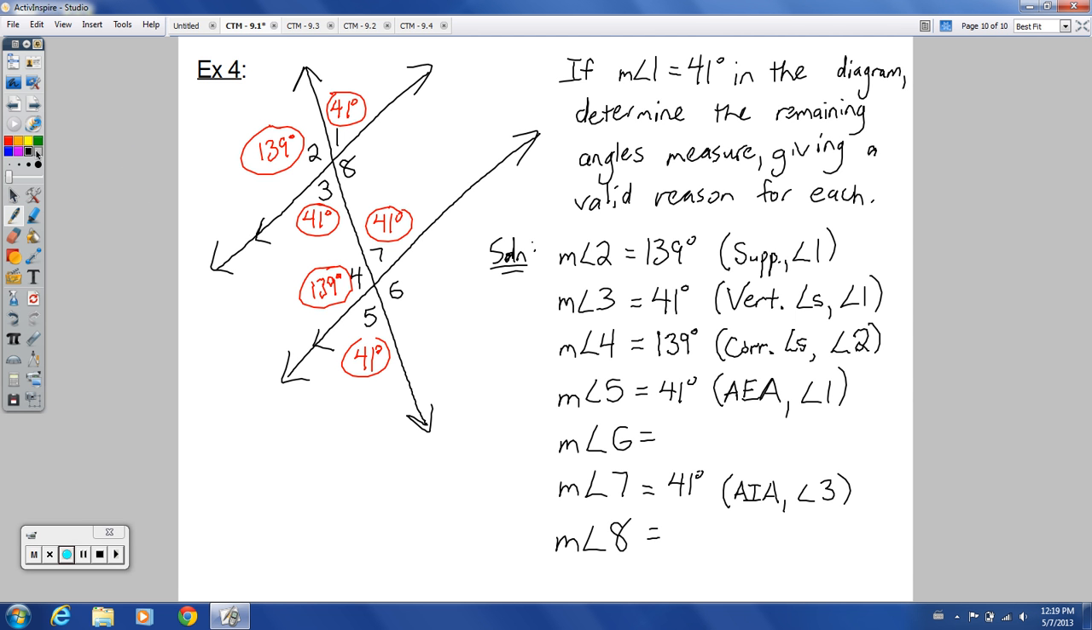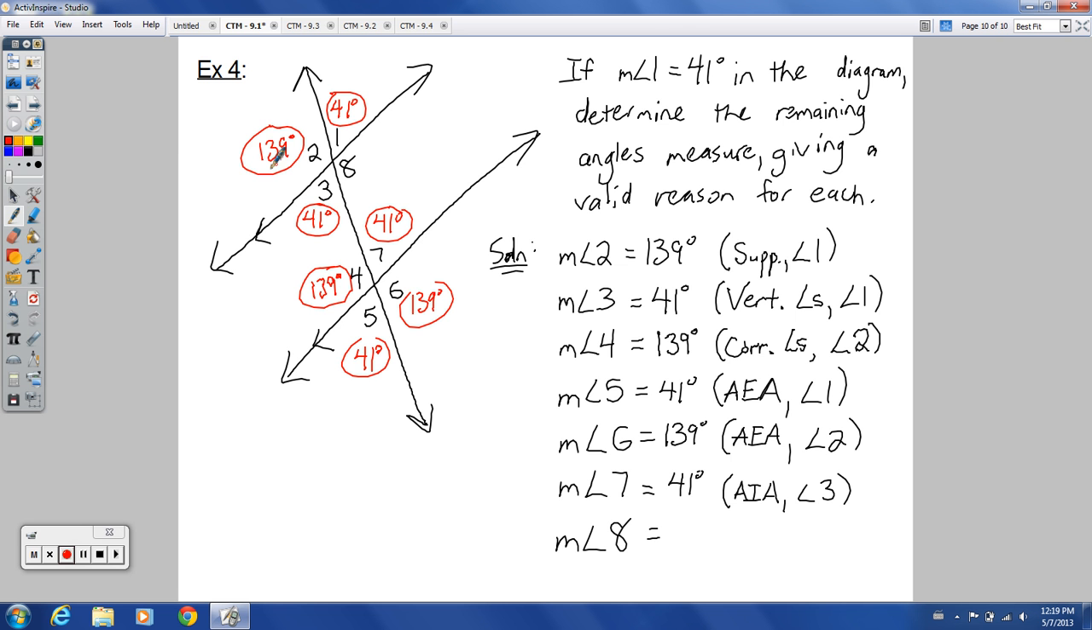Let's go with another alternate exterior angles here. 2 and 6. I see our alternate exterior. They're going to be congruent, therefore. And so I can say AEA, angle 2. And I'll write that in here. This will be 139 then.